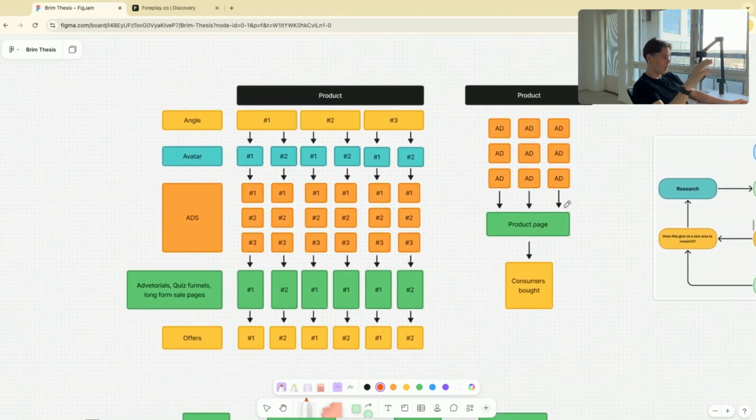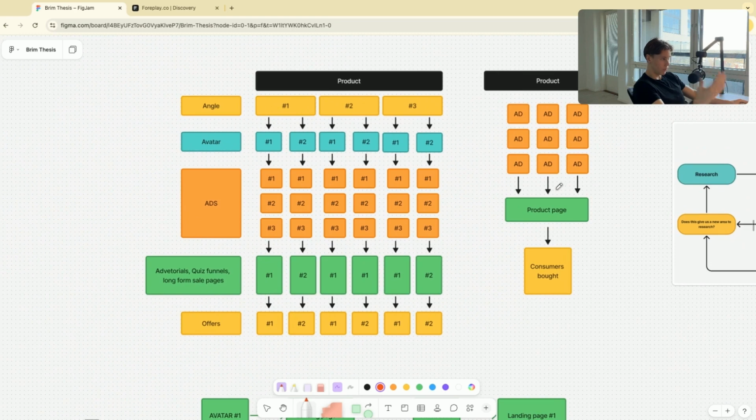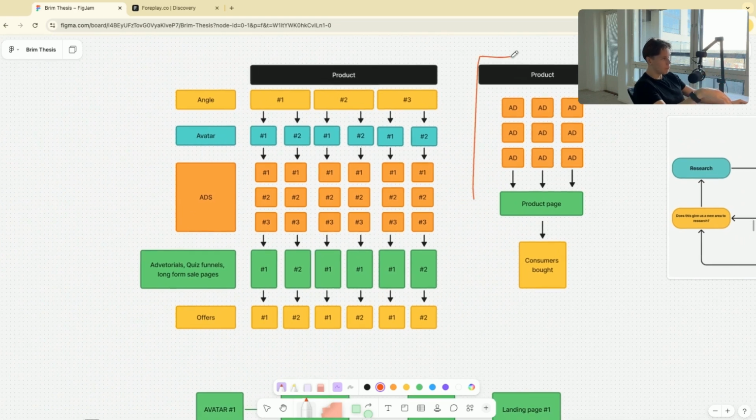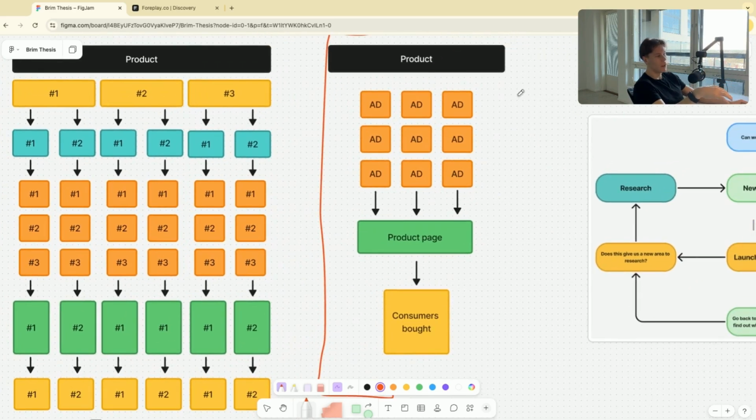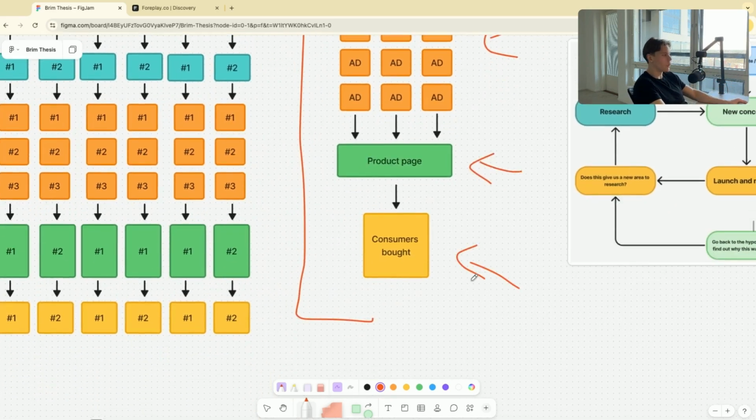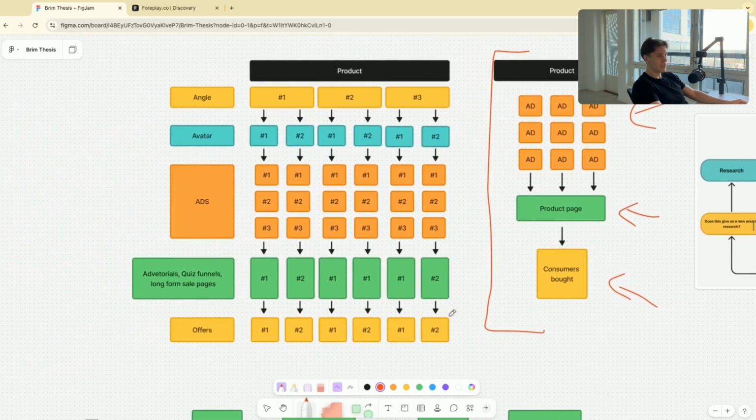Let's go to the ad creation strategy. So most brands doing under 100K a month are doing this exact thing. They're just doing ads to a product page and then they believe that consumers will buy. Well, this is not the case anymore.